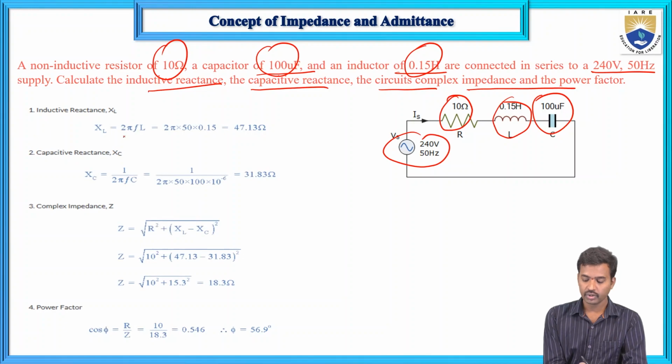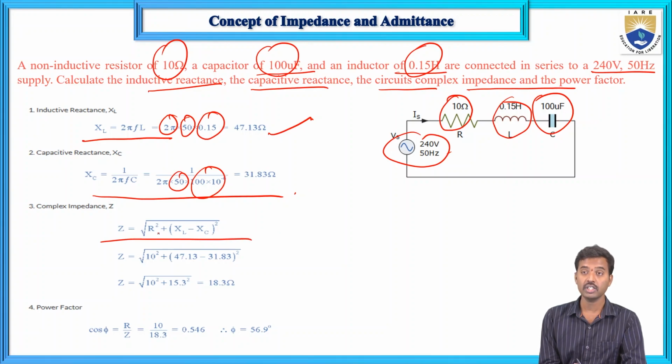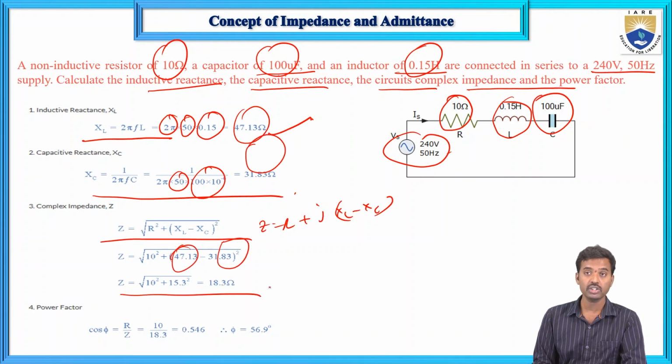So now inductive reactance is 2 pi F L. The frequency value is 50 Hz, so 2 pi F L with F equal to 50 Hz and L. This is the inductive reactance, and similarly with F and C we get the capacitive reactance. Complex impedance means Z equals R plus j (XL minus XC). If you write the magnitude, Z equals square root of R square plus X square, where X equals XL minus XC. Now this is the XL and this one is the XC, and R equals 10, so that value is 18.3. Power factor equals R by Z, so this R by this Z value.